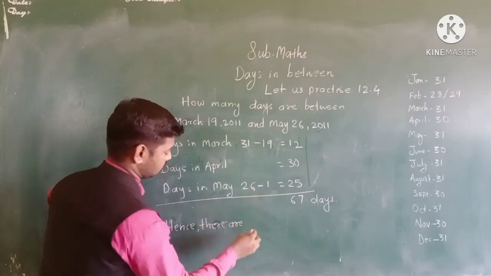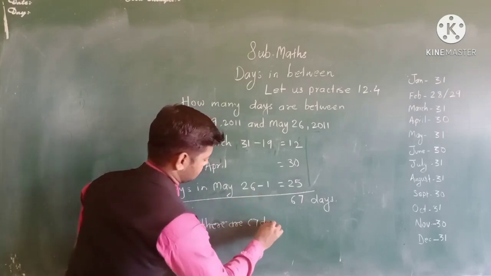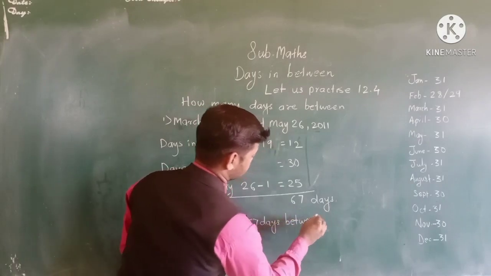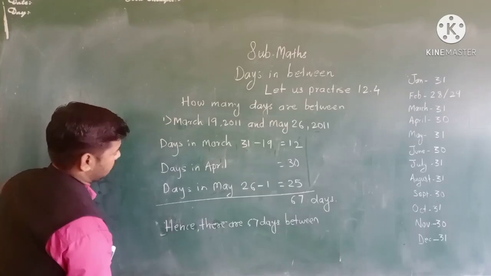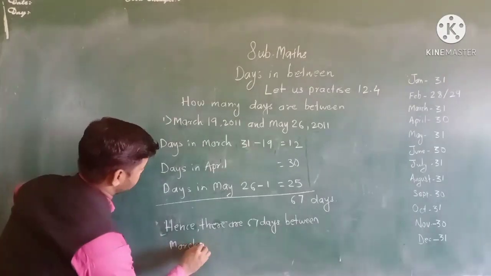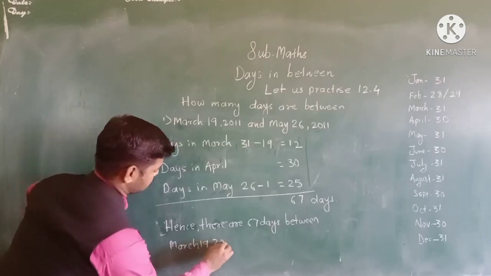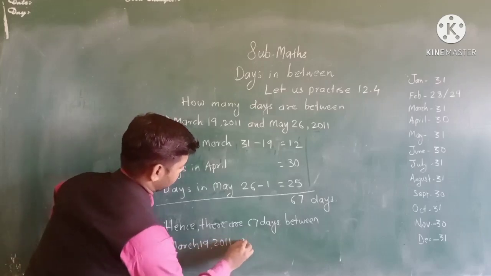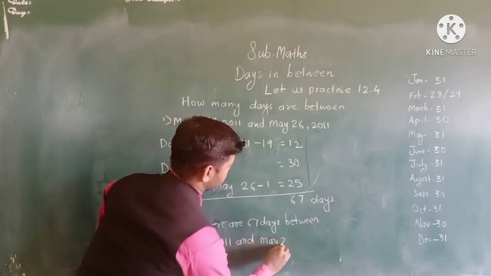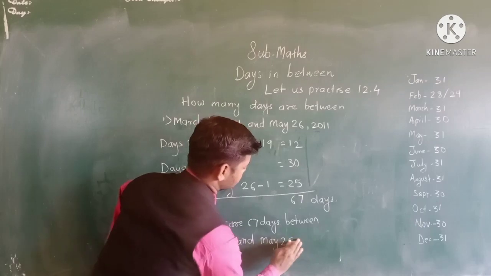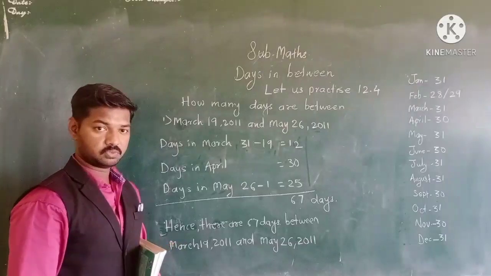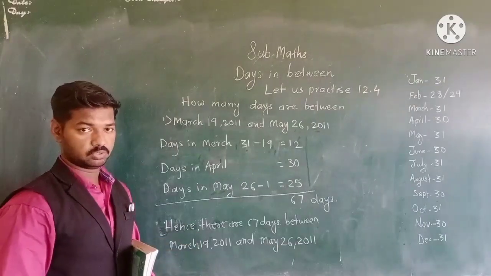Then we write there are 67 days between March 19, 2011 and May 26, 2011. Okay? Understood? Write this in your notebook.